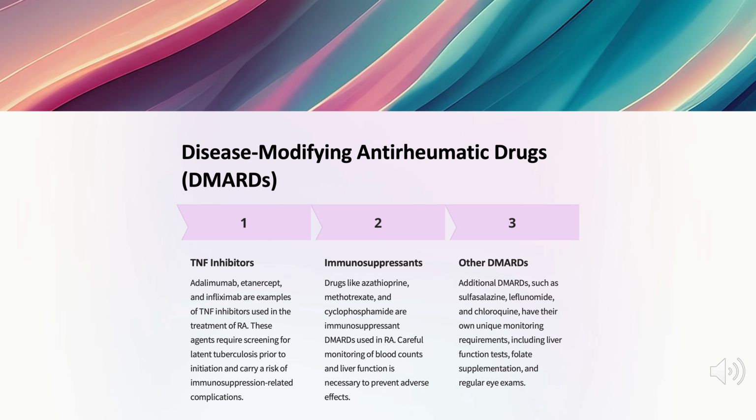Additional DMARDs. In addition to TNF inhibitors and immunosuppressants, there are other DMARDs such as sulfasalazine, leflunomide, and chloroquine. Each of these medications has its own unique monitoring requirements, including liver function tests, folate supplementation, and regular eye exams. These monitoring protocols help healthcare providers assess treatment efficacy and detect any potential complications early on. Understanding the different classes of DMARDs and their monitoring requirements allows healthcare providers to tailor treatment regimens to each patient's specific needs, ultimately optimizing outcomes and improving quality of life for individuals with RA.